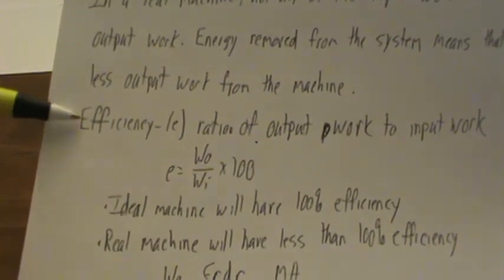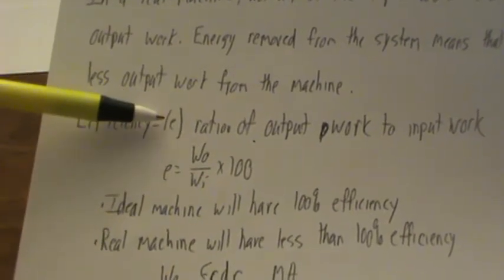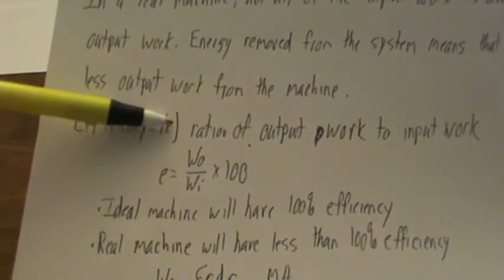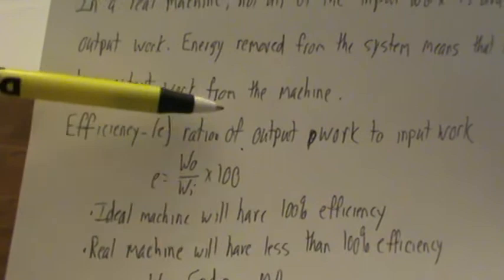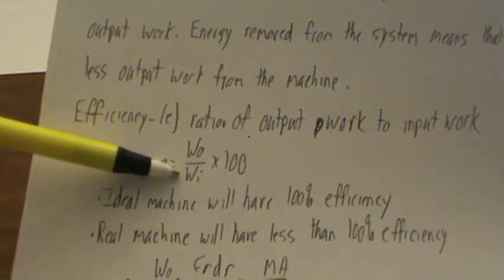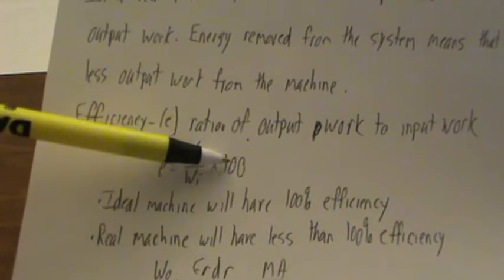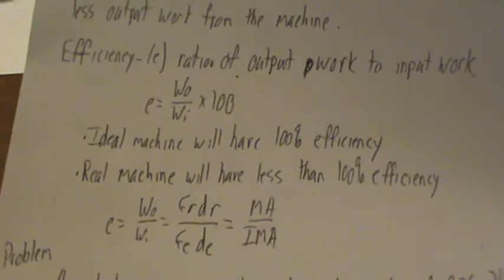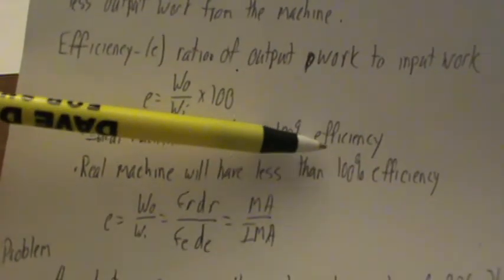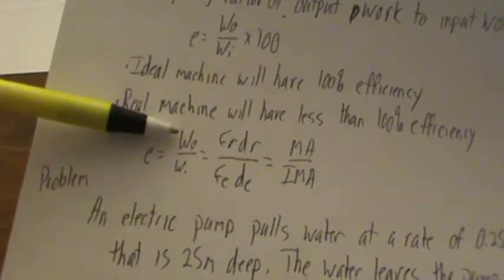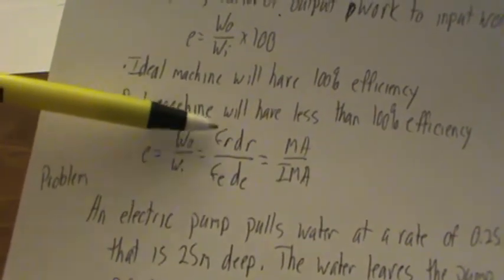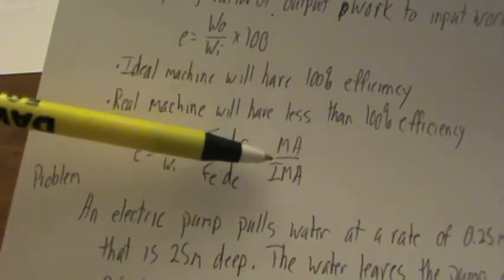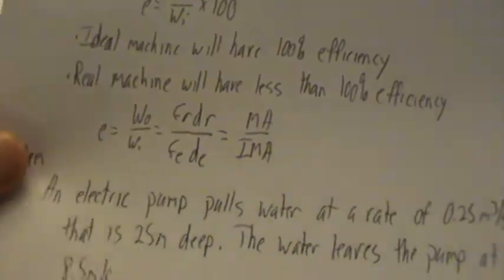So what we have is what's called efficiency. Efficiency is indicated with a lowercase e, and this is the ratio of the output work to the input work, so WO over WI. Efficiency is a percentage, so we multiply by 100. An ideal machine will always have 100% efficiency. A real machine will have less than 100% efficiency. So efficiency is equal to WO over WI, which is equal to FRDR over FEDE, which is equal to the mechanical advantage over the ideal mechanical advantage.